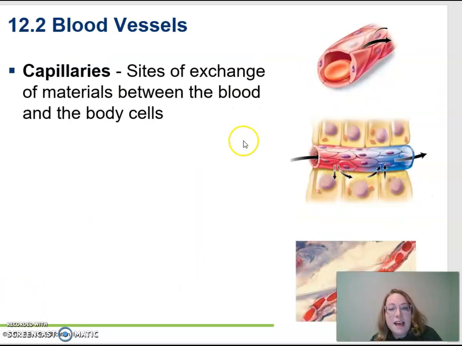So now we get to the capillaries, that exchanging point, where we have just a single layer of simple squamous epithelium, a little bit of connective tissue basement membrane, and that's it. It's a very thin layer for things to move through. So you can see in these pictures, capillaries are just a single red blood cell thick. They're right next to almost all your cells in your body, except for those that are avascular, like cartilage, for example. And that's where you're going to have the exchanges.